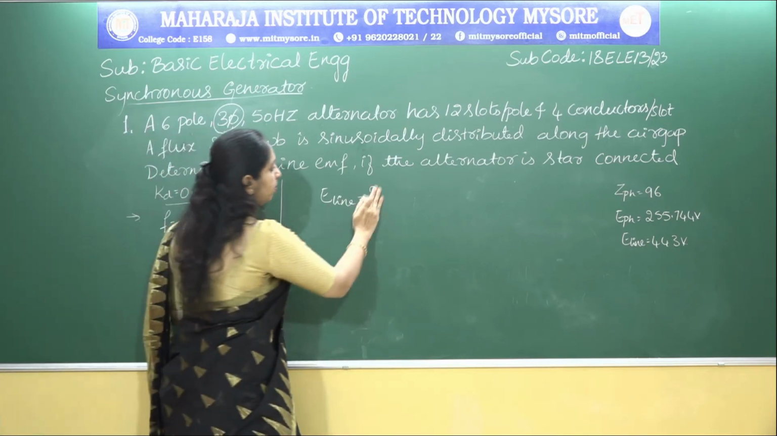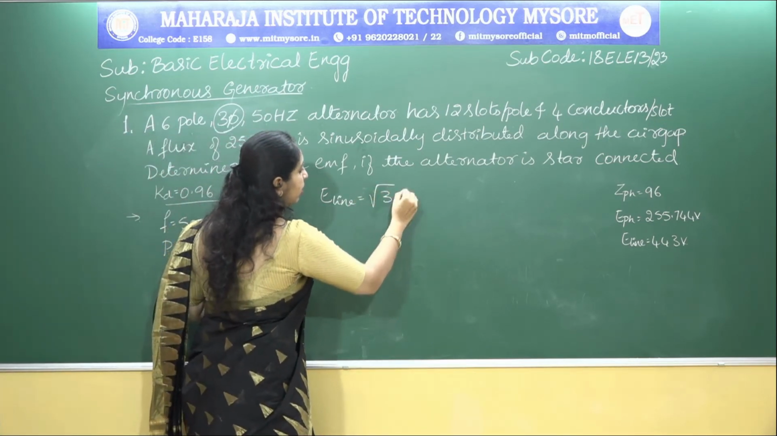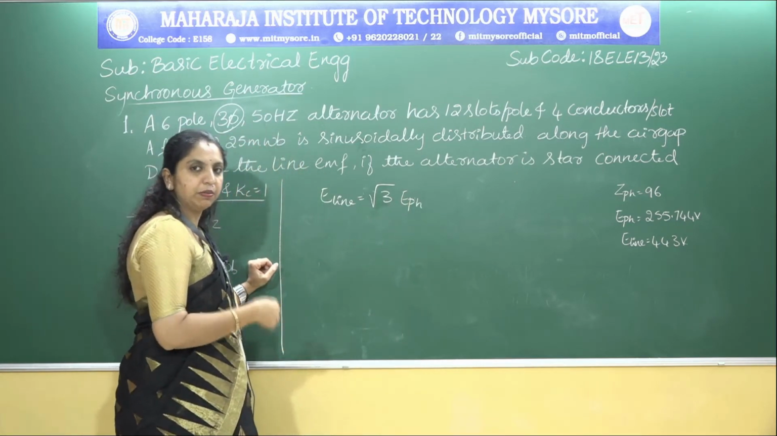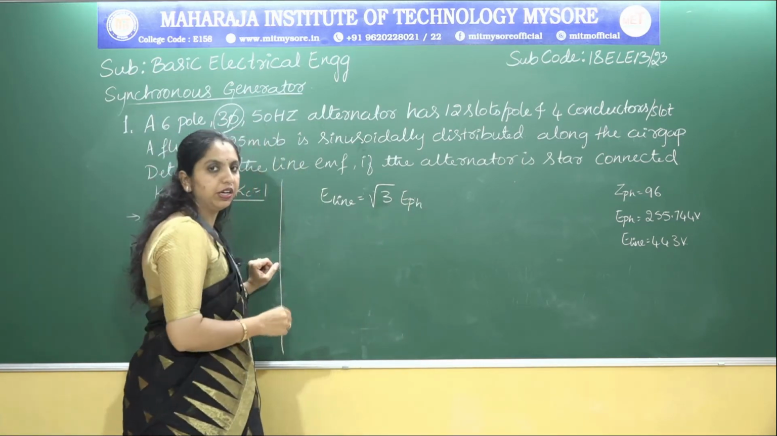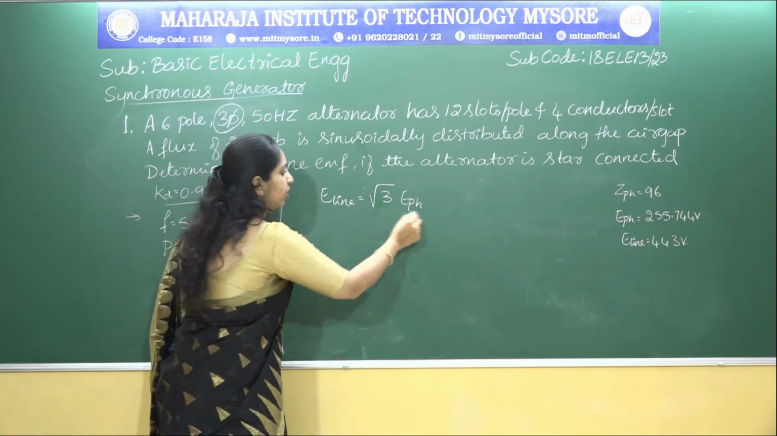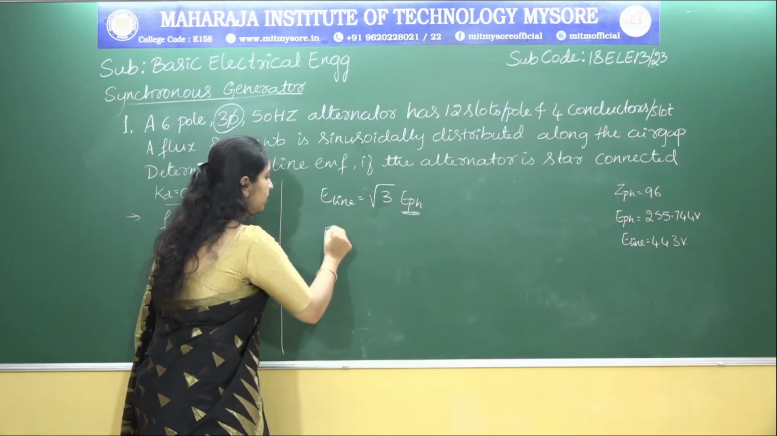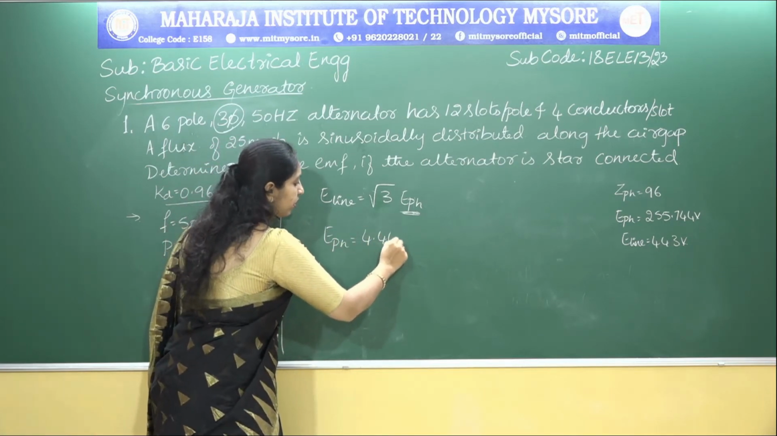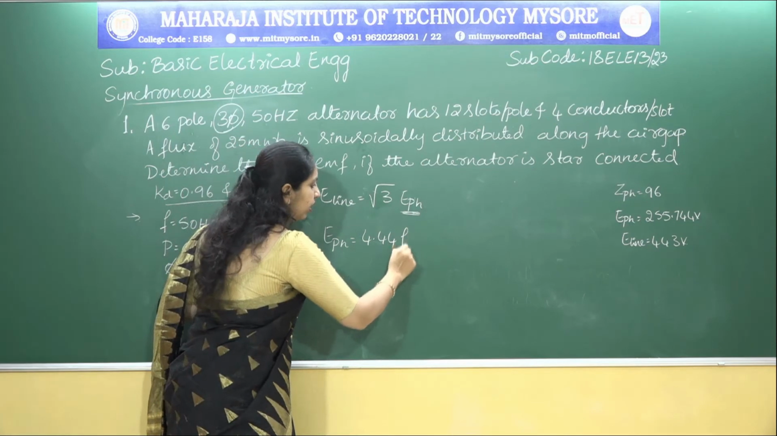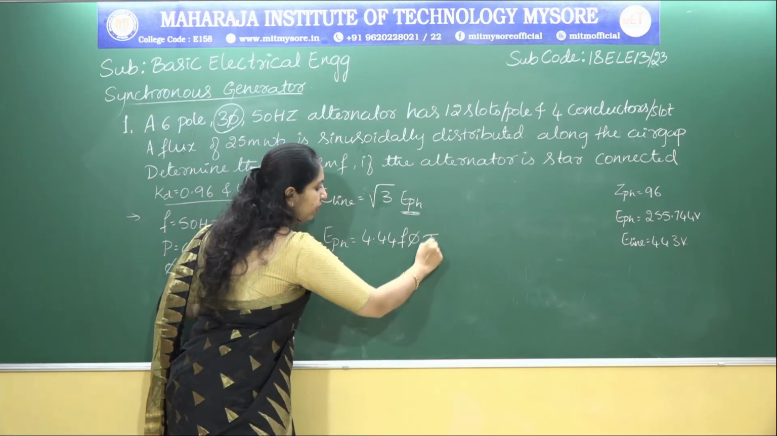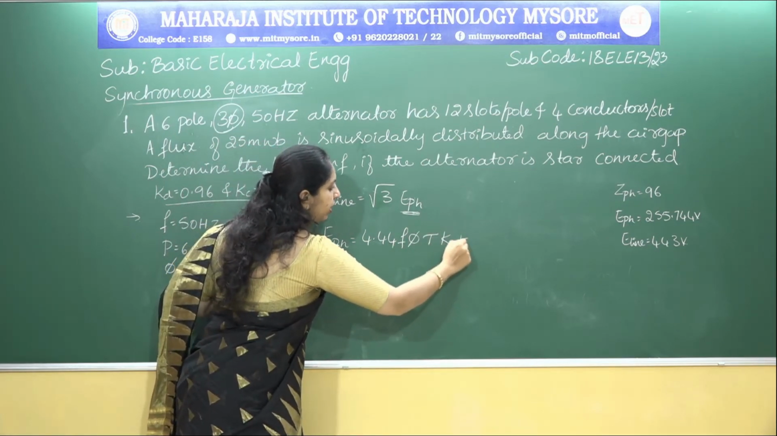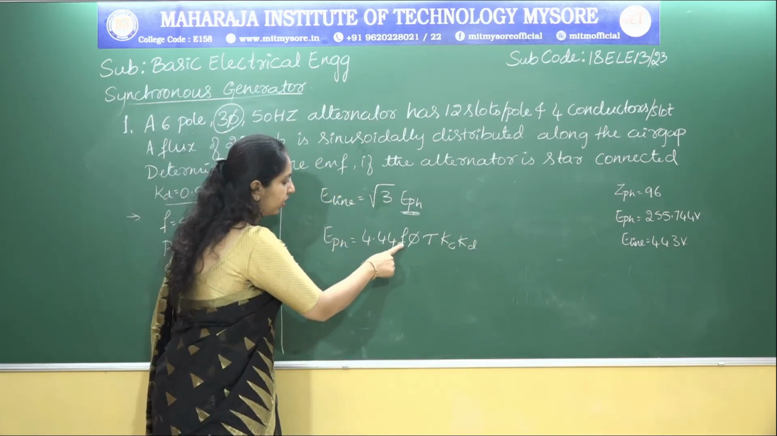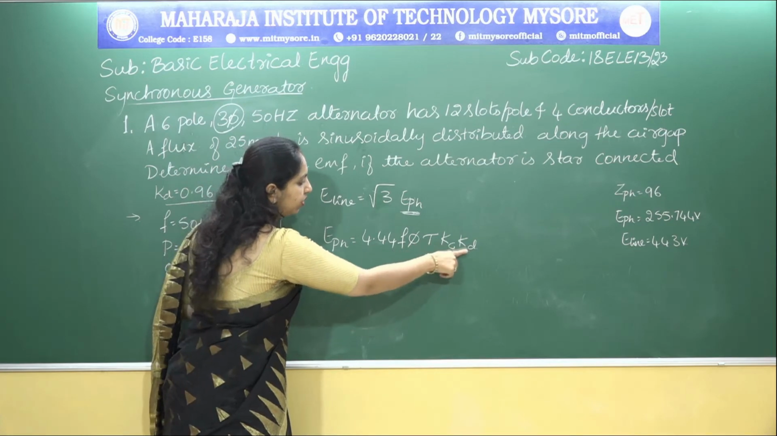You know that line EMF is nothing but root 3 into EPH. As we have already derived in the previous part, E line is equal to root 3 into EPH. And to find the value of EPH, what is the EPH equation? EPH is equal to 4.44 F phi T Kc into Kd. Now look at the equation: we have 4.44 F phi T Kc into Kd.